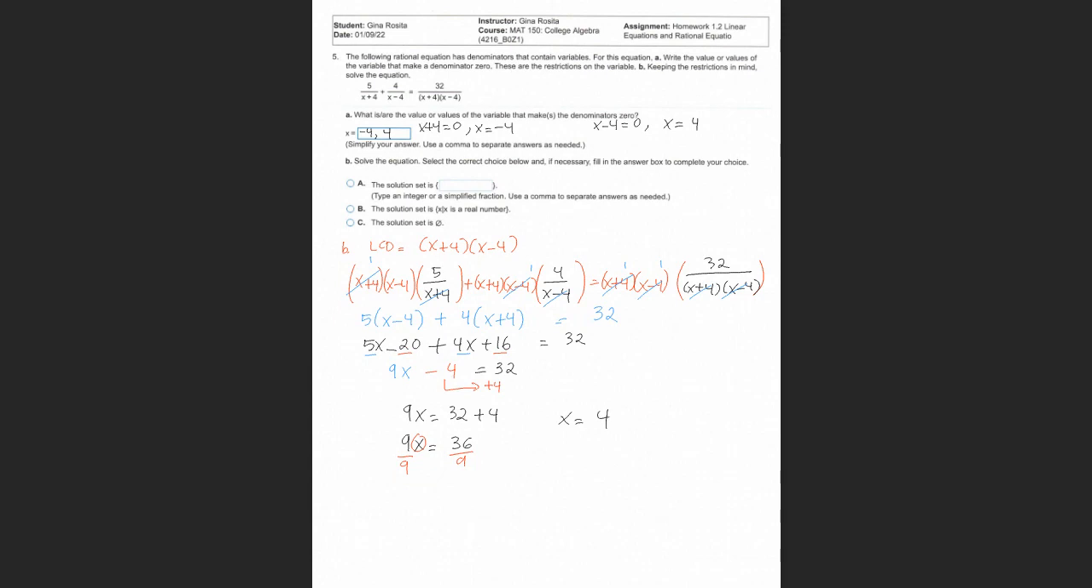Look again at the restriction: x cannot be negative 4 or 4. The solution for section B is x equals 4. So what is the answer for B? The answer for B is C, because the solution set is the empty set. The restriction is negative 4 and 4, and our answer is 4, so there is no answer, because if we plug in 4 and check, we get undefined. So this is for number 5.